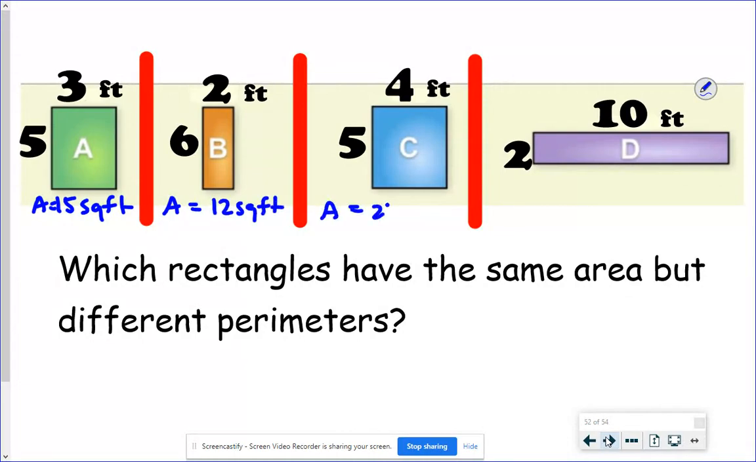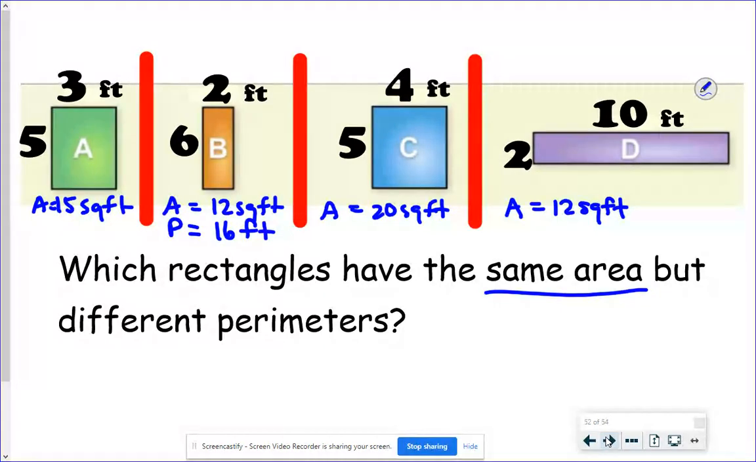5 times 4 is 20. 2 times 10 is 12. So by just finding the area, we should know that it is B and D without calculating the perimeter. That's what we're looking for. So that would be a good test taking strategy. Just for practice, 6 plus 2 is 8, and then 6 plus 2 is 8, so that's 16 feet. And the perimeter of this one would be 2 plus 10 is 12, 12 plus 12 is 24. So the perimeter of shape B is less than the perimeter of shape D.